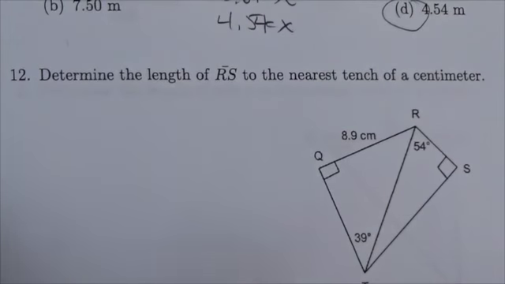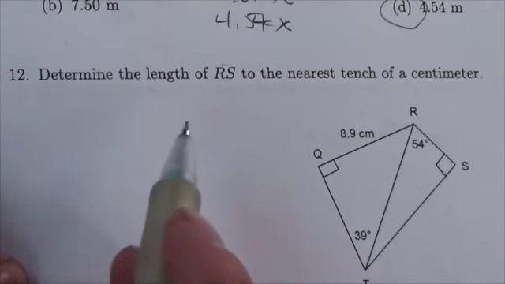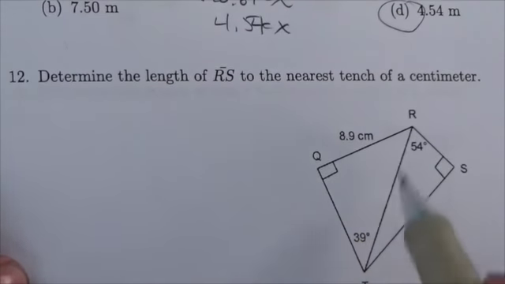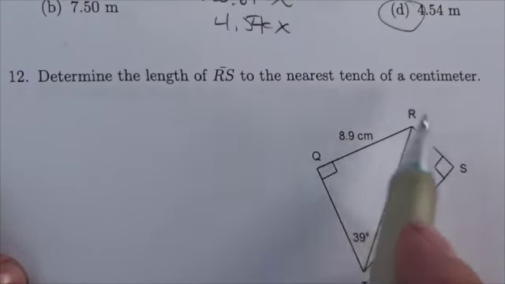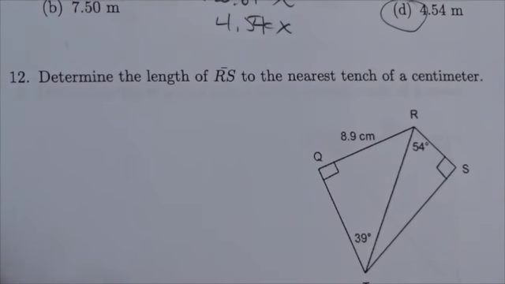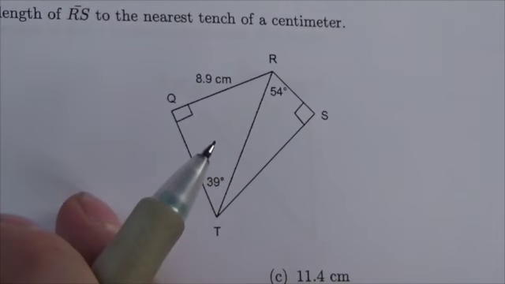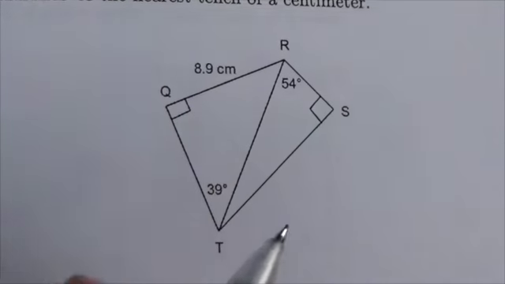Hi everybody, this is the Math 10C Trigonometry Review, and this is multiple choice 12. It says determine the length of line segment RS to the nearest, sorry, that should say 1/10 of a centimeter. I'll fix that in a second here. Now, in order to do this, let's take a quick look at the diagram here. We'll just zoom in on this a little bit more.